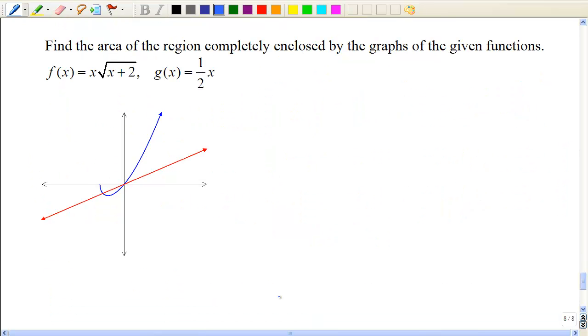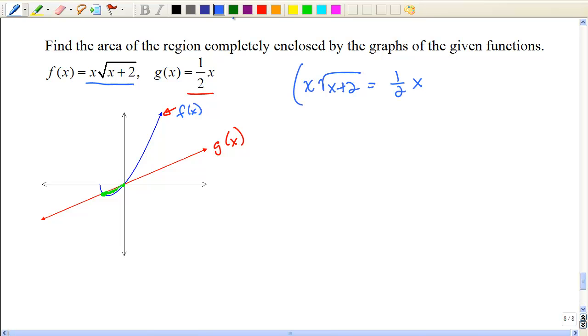We are given f of x, which is this strange looking thing, and g of x, so I know that's a line, and so this has got to be f of x. So the region that's enclosed by those two functions is just this little bitty part right there. So we need to find 2 points of intersection. So again, I'm going to set those two functions equal to each other.